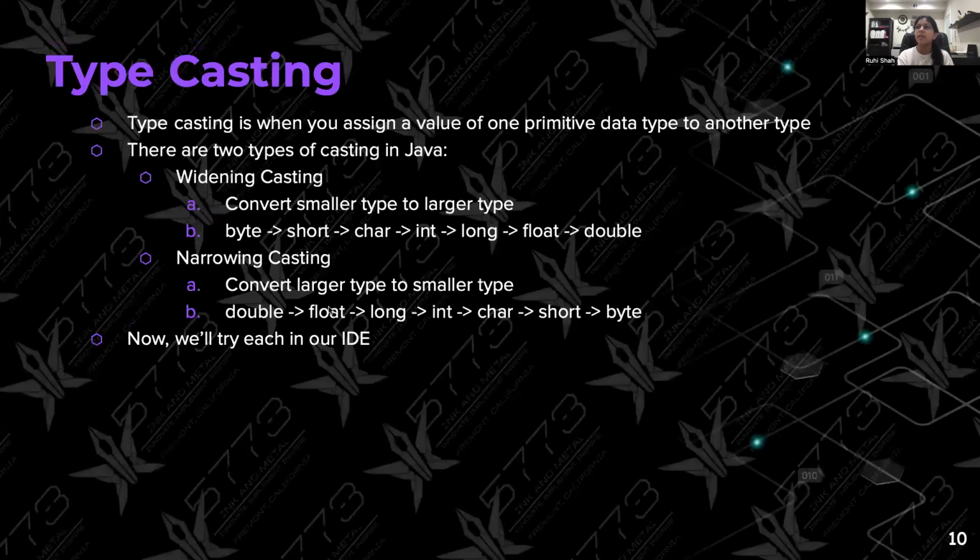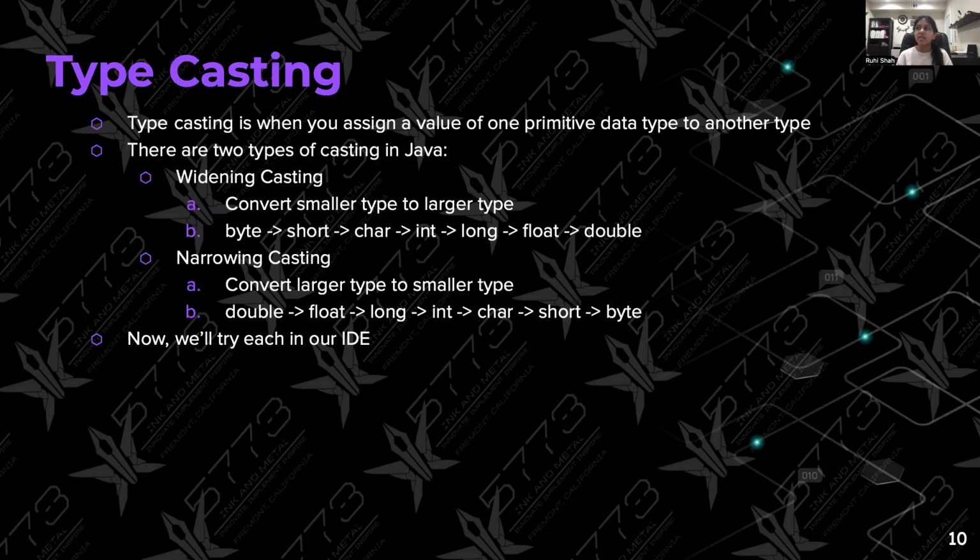All right. Typecasting. Typecasting is very important for variables. So typecasting is basically when you have a variable which is assigned to one primitive data type, but you want to cast it or assign it to another primitive data type. So there's two types of casting in Java, widening casting and narrowing casting.